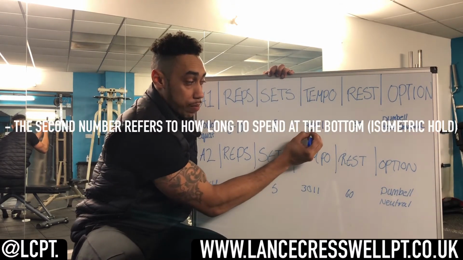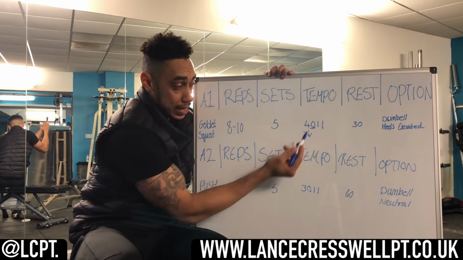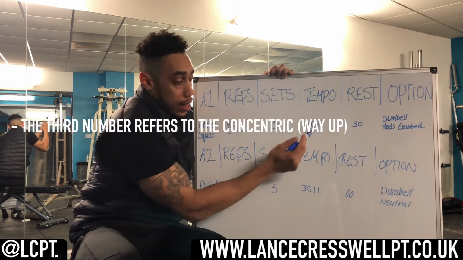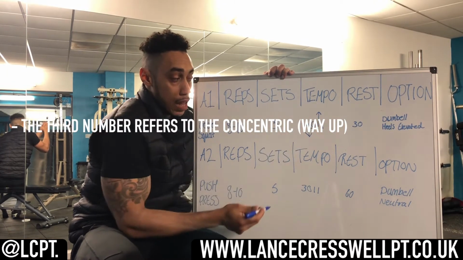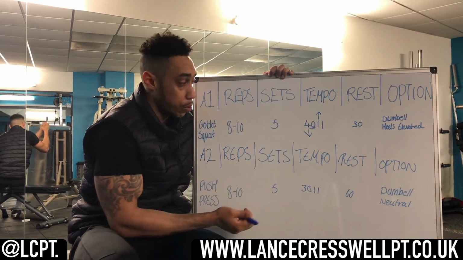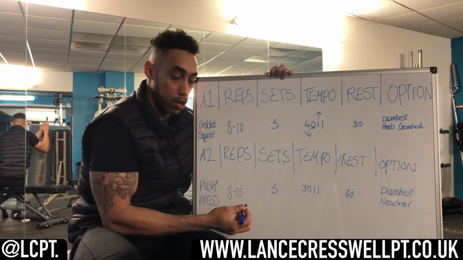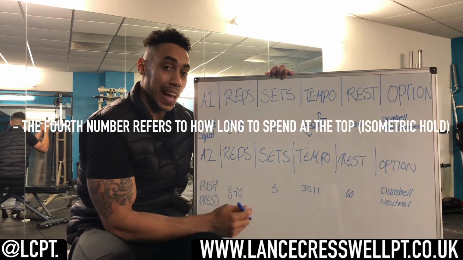The second number is how long you spend at the bottom of that movement. In this instance, it's 0 seconds. You do not want to wait around. The third number is how long it takes you to get up from that movement. So in the goblet squat example, it takes us a second to get up. It's not explosive, it's just taking us a second to get up. And the fourth number is how long we spend at the top.